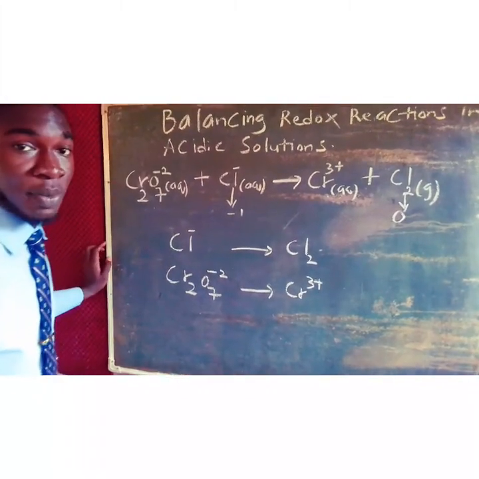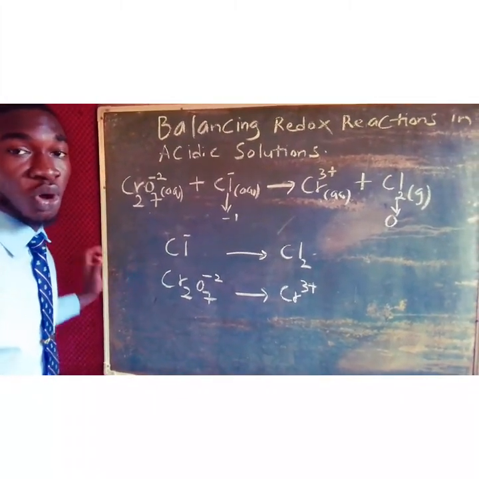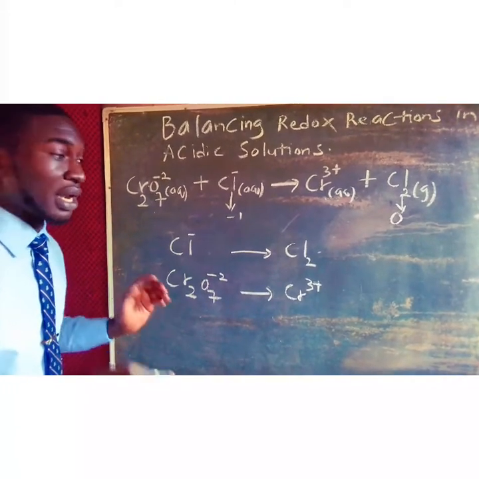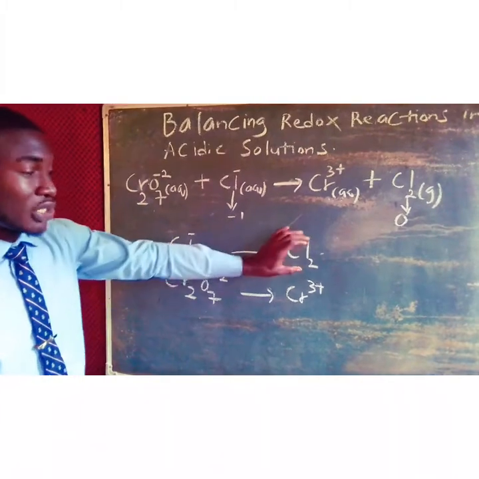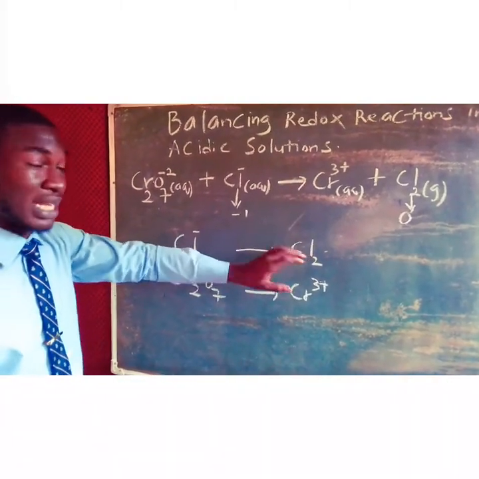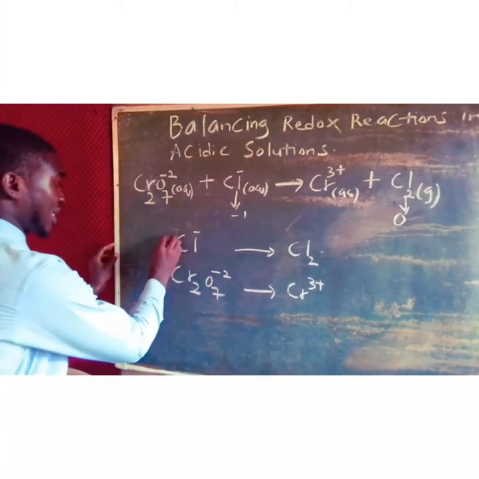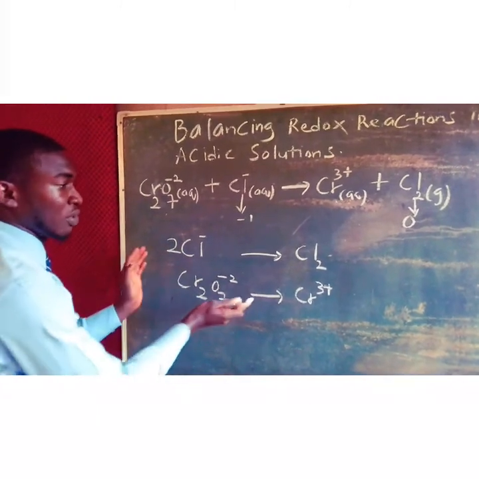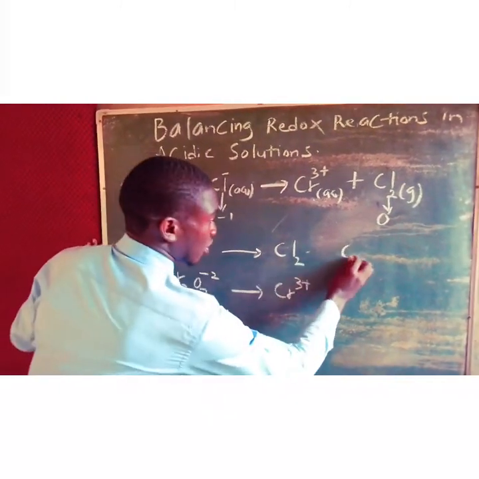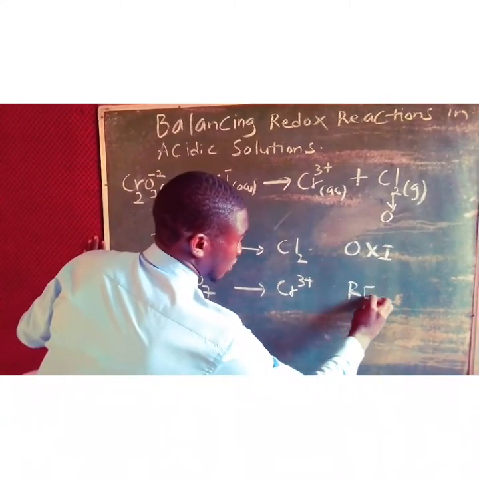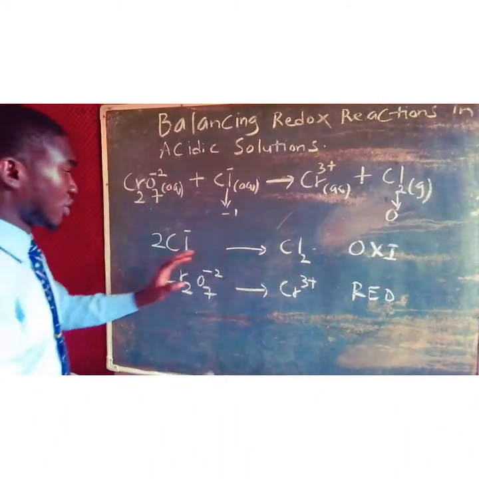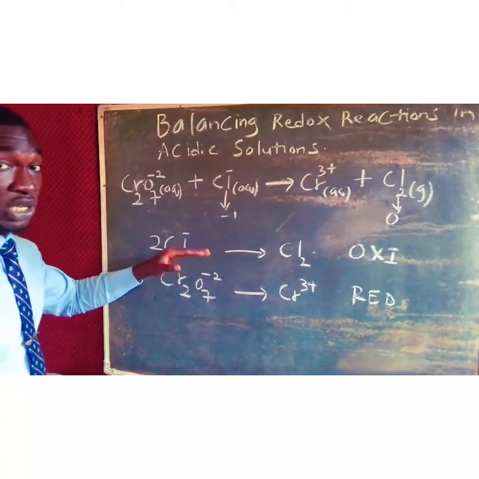Then the second step is to balance atoms other than oxygen and hydrogen. So let's check. Here we have 1 atom of chlorine and 2 atoms of chlorine here. So we have to balance the atoms of chlorine by just adding 2 here. Now, for the oxidation, let me put it down. Oxidation. Now, this is reduction. The atoms of chlorine are balanced now.